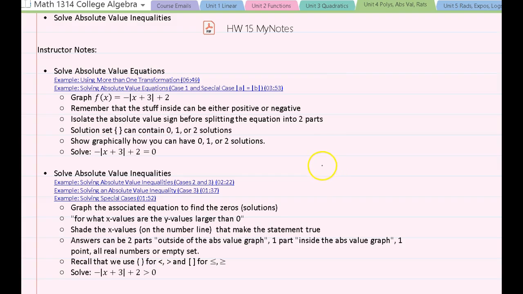When dealing with inequalities, remember we need to pay special attention to the inequality symbol. Less than and greater than inequalities will have open circles for the x-intercepts, while less than or equal to and greater than or equal to inequalities will have closed circles for x-intercepts.